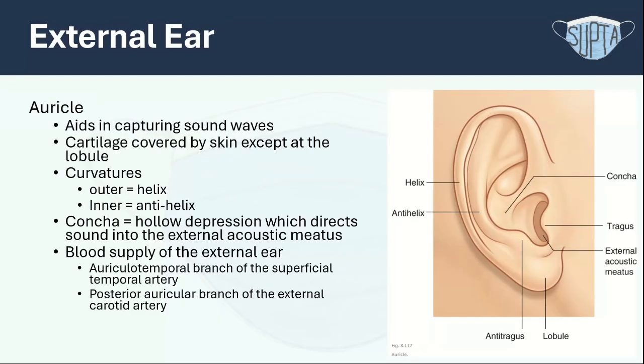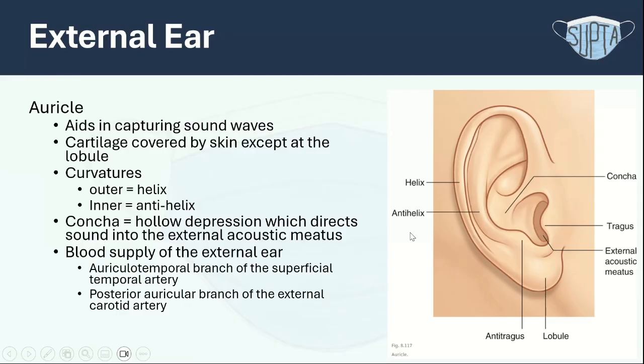So firstly, we're going to start with the ear. Going on for the anatomy of the external ear, you have the auricle. It aids in capturing sound waves and directing them into the acoustic canal, the ear canal. Essentially it's cartilage covered by skin, except at the lobule where it's slightly different. The outer part is the helix, and then you have the antihelix in the inner part, as you can see in the diagram.